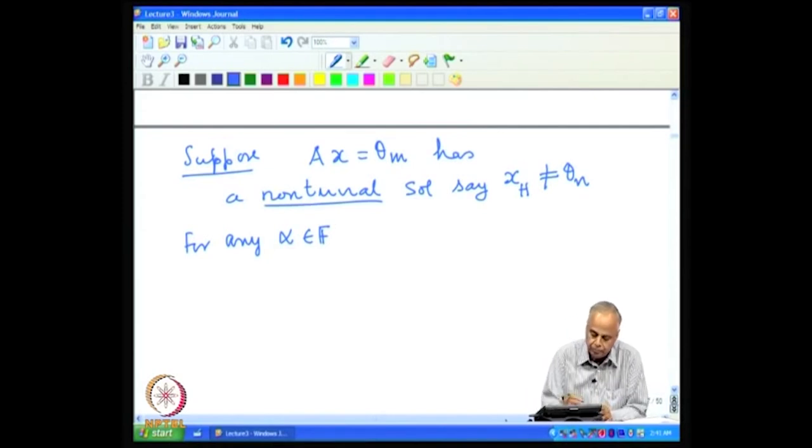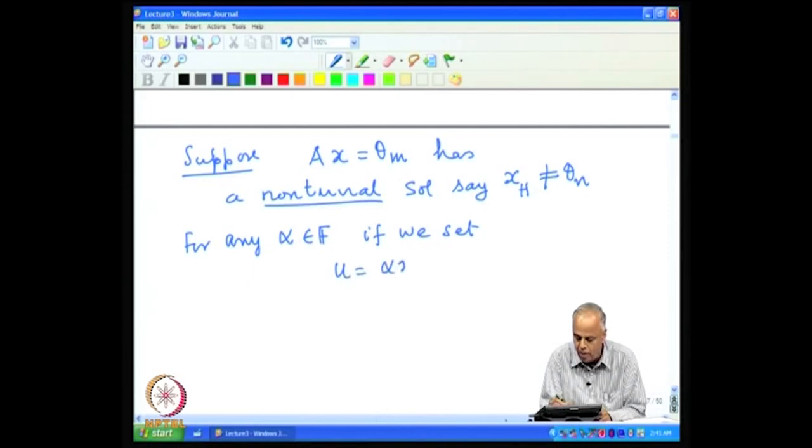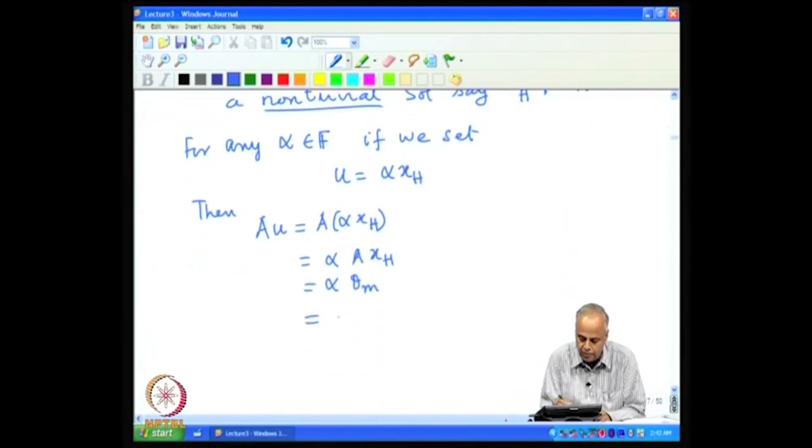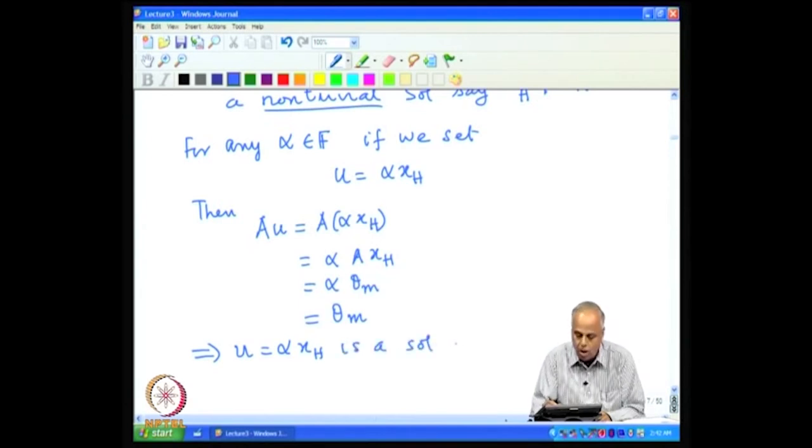So, you take any alpha, which is a real number in the case of reals and a complex number in the case of complex F. For any alpha, if we set u equal to alpha x h, then A of u is equal to A of alpha x h. Since alpha is a number, we can pull it out, it is alpha A x h. But since x h is a solution of the homogeneous system, A x h must be theta m. So, that is alpha theta m, and alpha theta m is theta m. So, that says u equal to alpha x h is a solution of the homogeneous system for every alpha belonging to F.